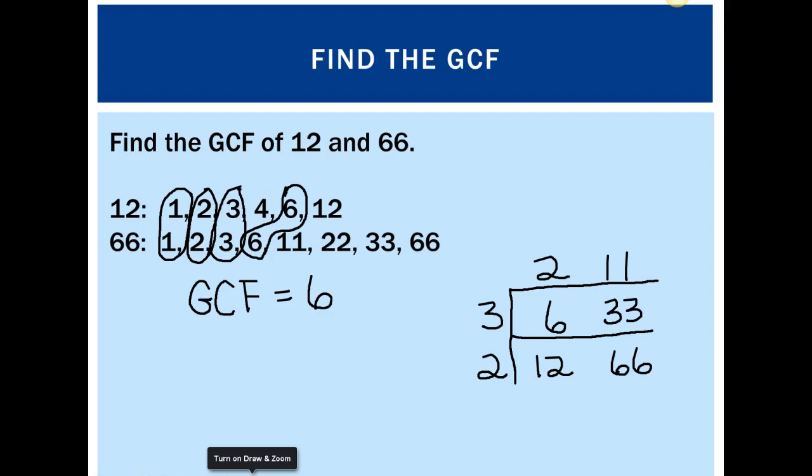In order to find the GCF, I multiply the factors that I divided out. 3 times 2 gives me 6, so the GCF is 6.